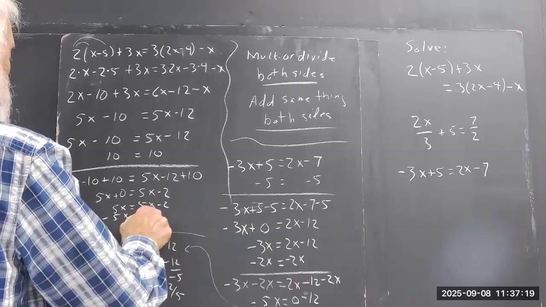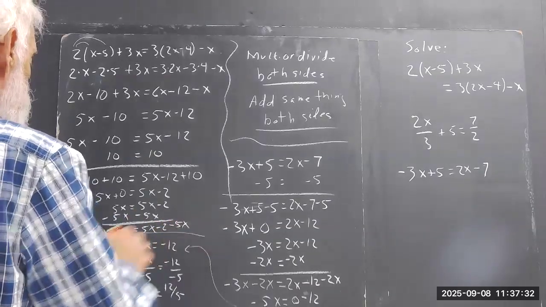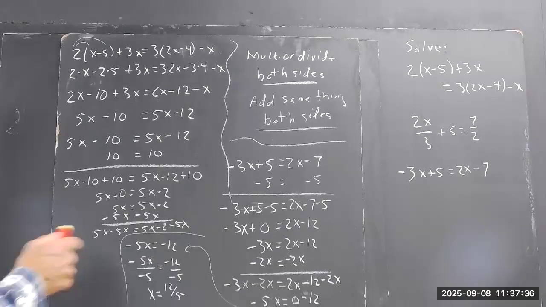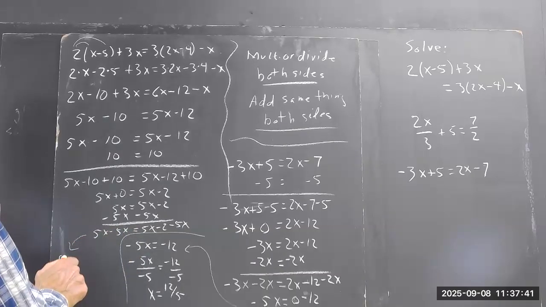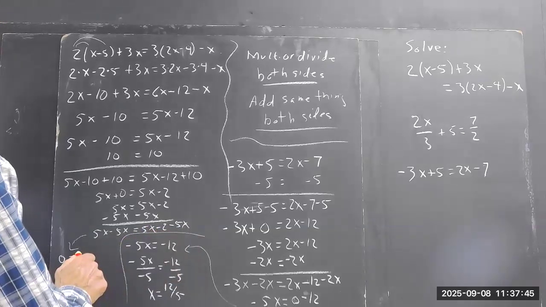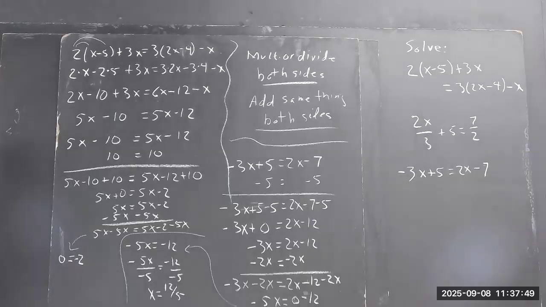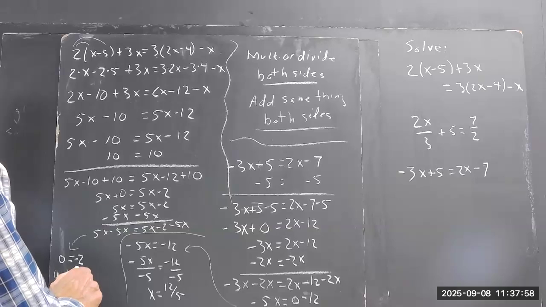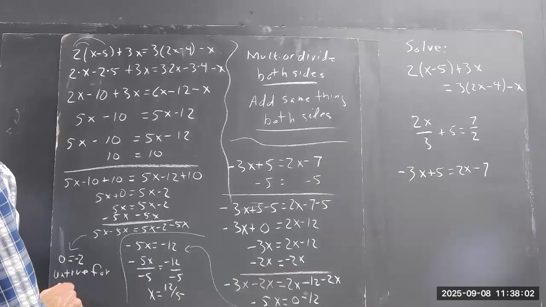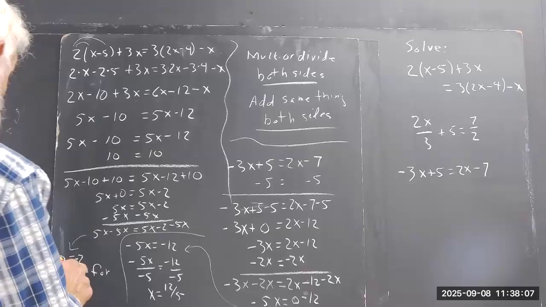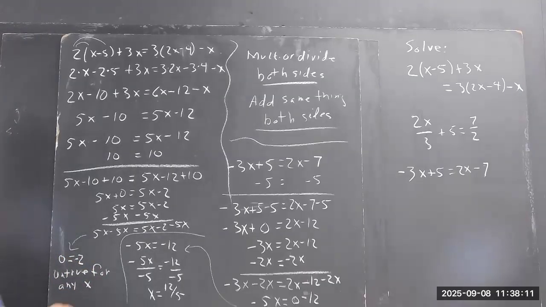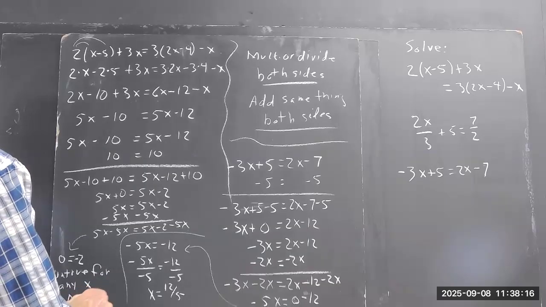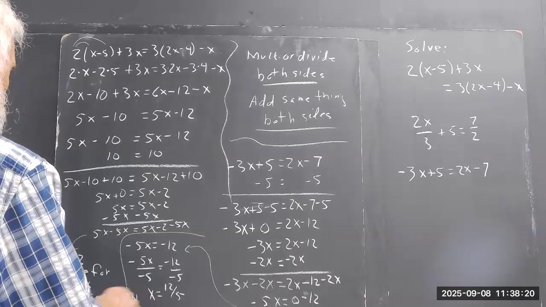And again, there's something we can see, but let's just go ahead and continue on. Subtract 5x. Equals 5x minus 2 minus 5x. What's 5x minus 5x? That's 0. What's 5x minus 2 minus 5x? That's negative 2. This is untrue for any value of x, because this doesn't involve x. 0 is not equal to negative 2. So there's no solution.